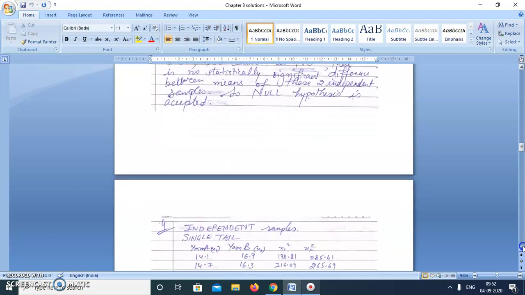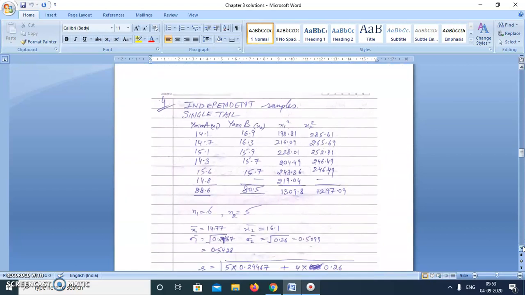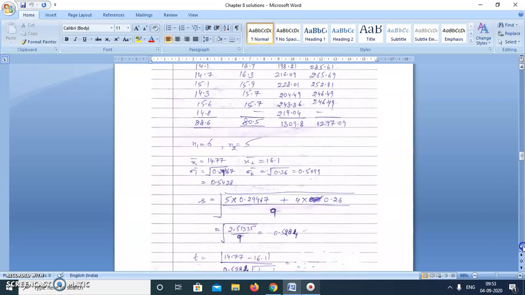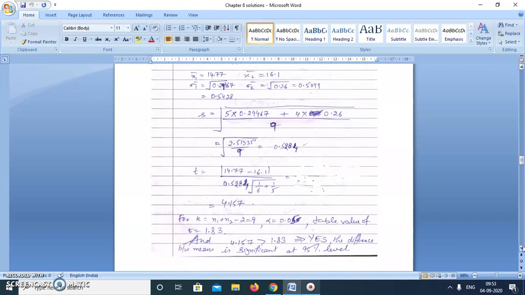In the next question, question number 4, the following are the results of extension tests carried out on two types of yarn, yarn A, yarn B. So in case of yarn A, N1 is 6, and in yarn B, that is N2 is 5. So these two are also independent samples, small sample. We'll calculate the mean and standard deviation of both the datas, and then we find the pooled standard deviation, and then we calculate the test statistic T, and we'll take k is equal to n1 plus n2 minus 2, 9 degrees of freedom.